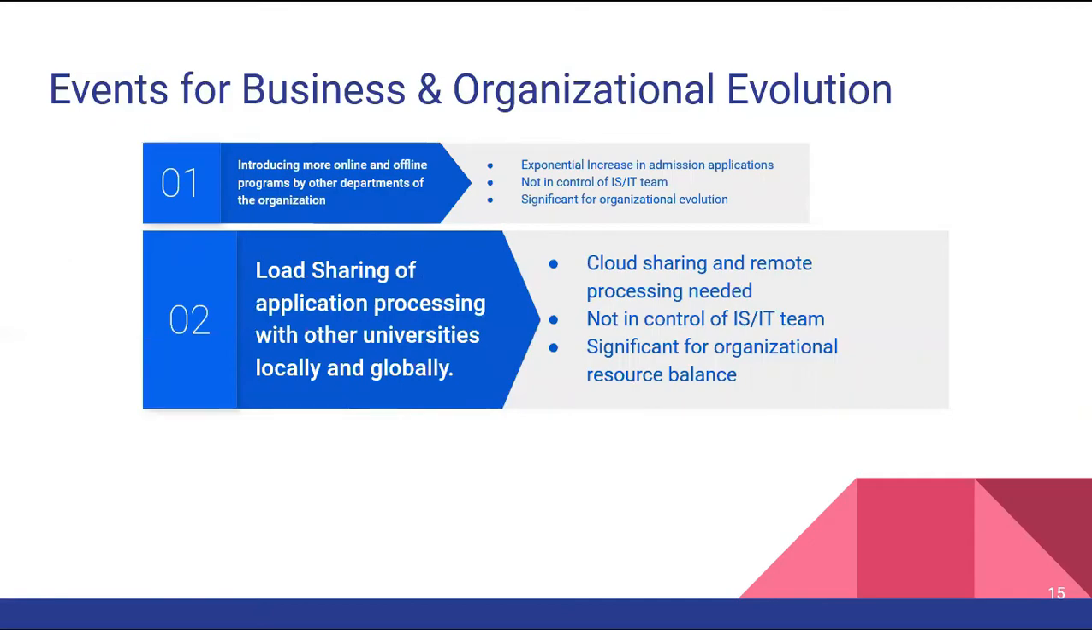Our second trigger would be a scenario where our organization would participate in a load sharing process with other similar organizations on local and global scale. Such a scenario is inevitable once criteria of admission is standardized all across the industry. Such a trigger would require cloud sharing and remote processing resources and capabilities as a response to balance the organizational resources on multiple levels.